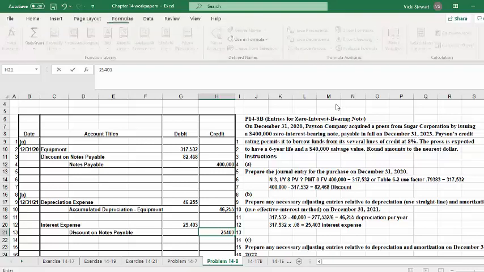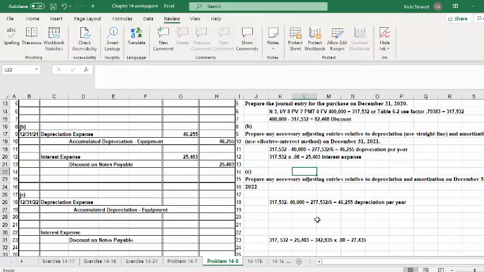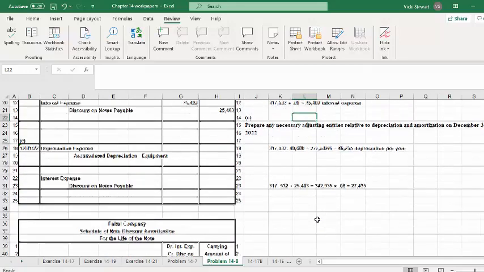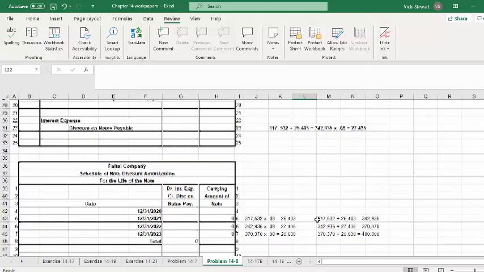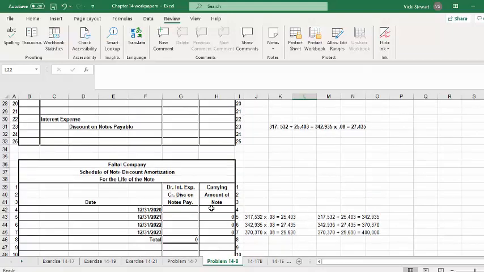Next, in Part C, it states prepare any necessary adjusting entries relative to depreciation and amortization on December 31st, 2022. So now we're going to go ahead and construct a small schedule of the note discount amortization to help us calculate the interest the second year. We start off at the beginning with the carrying amount or the present value that we calculated for the note.